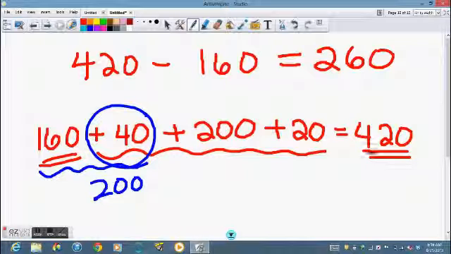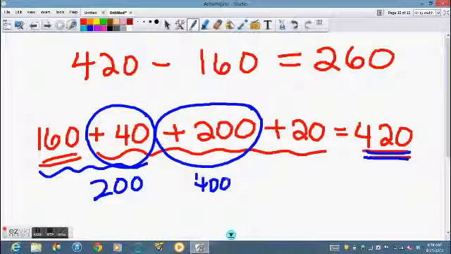Alright, so practice doing that with some of the problems also. That's an easy way to subtract. And again, it's called adding up, because you're starting at the bottom, the lowest number, and you are adding up to the larger number. Okay?